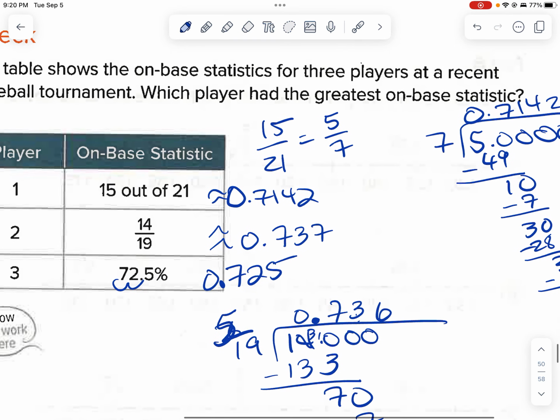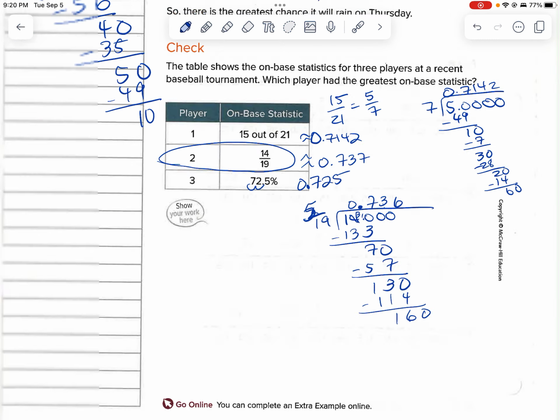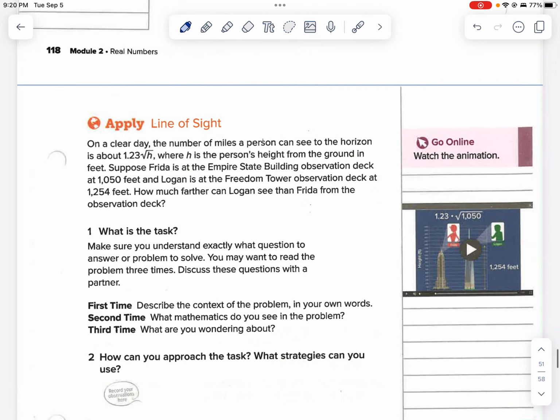Which player had the greatest based on the statistics? Which one had the greatest? This one had the greatest. Okay.